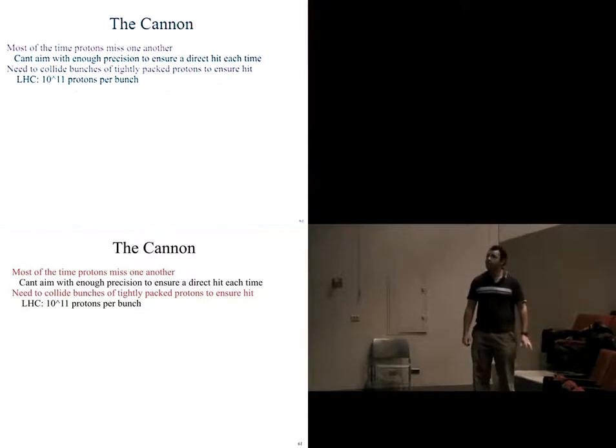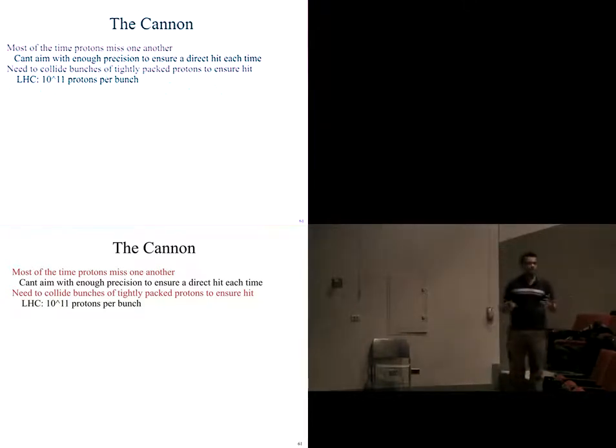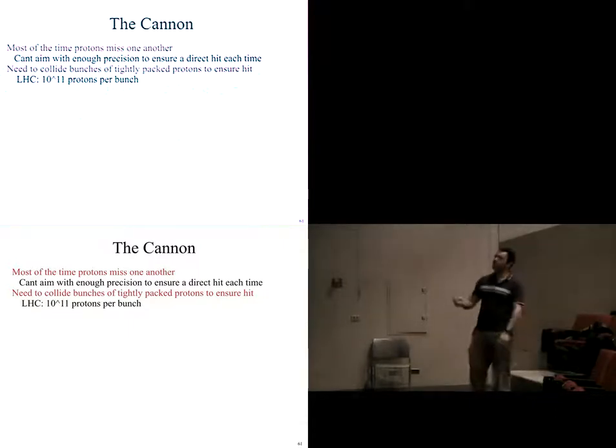The way that we get around this is that instead of colliding single protons, we collide bunches of protons. If we have many protons together and collide them, the probability that some of them hit is high. So we collide bunches of very tightly packed protons to ensure that some of them hit. At the LHC, we're able to get 10 to the 11 protons per bunch. So it's really a lot. This isn't a solid or anything; you can think of it almost like a gas, but it's quite a lot of protons.